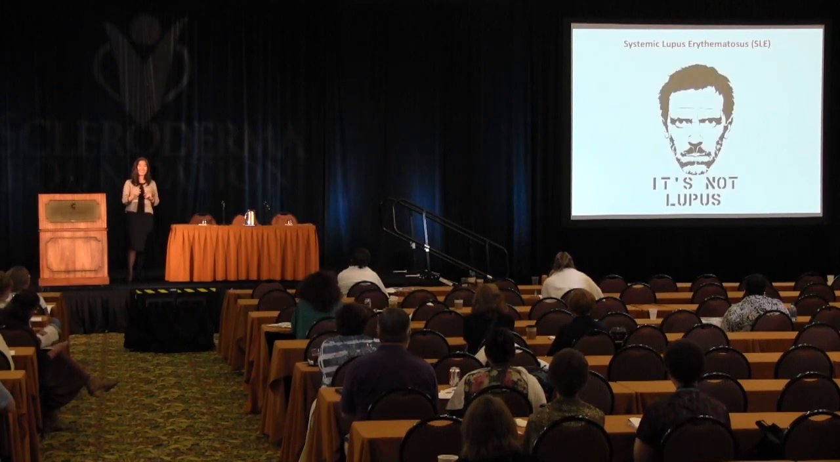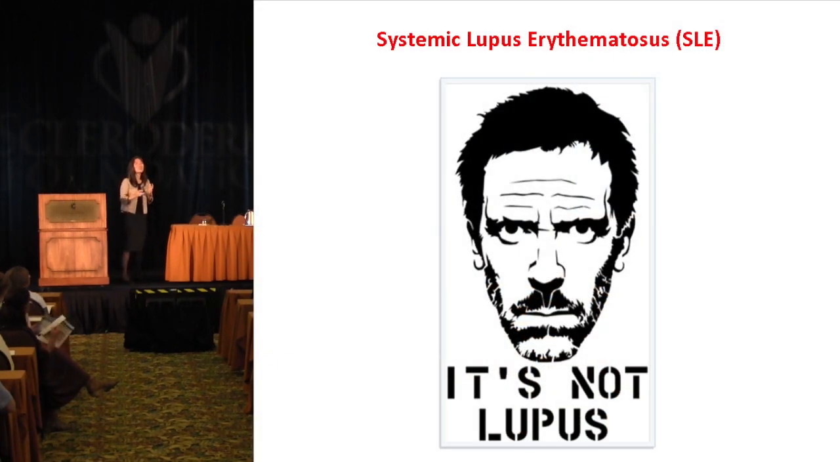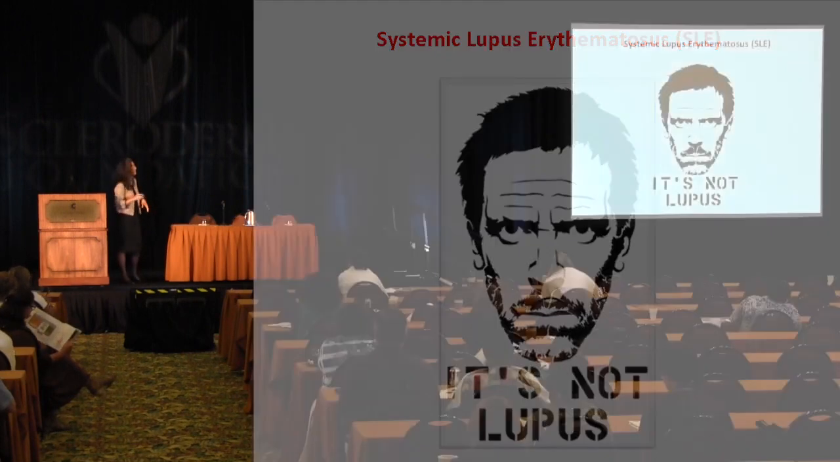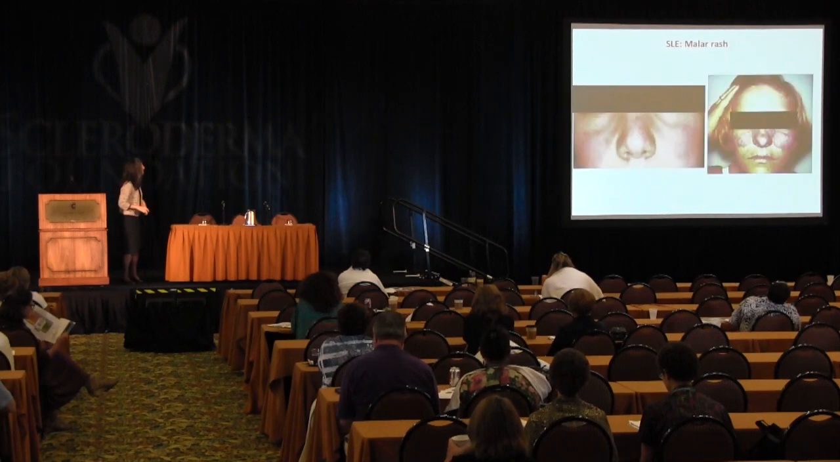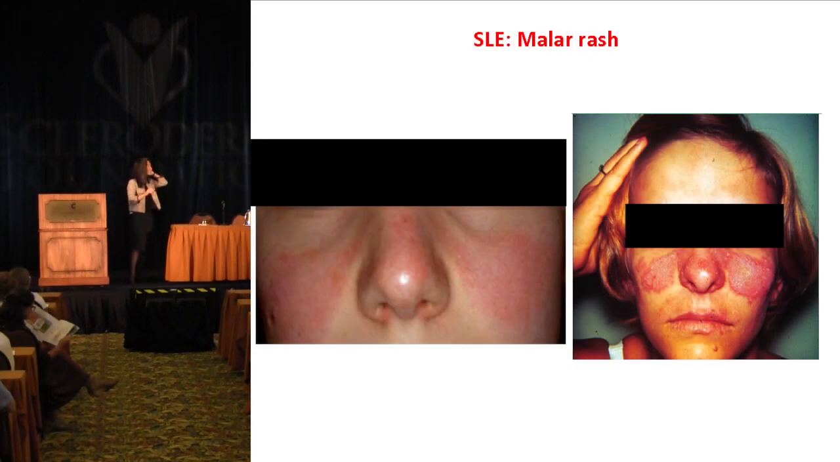I put this up here only because I don't know if you guys watch House. I think lupus is one of those diseases where, you know, it can do anything at any time, and so probably in every episode someone says lupus is the answer, and I think this is House getting frustrated because it's not always lupus.